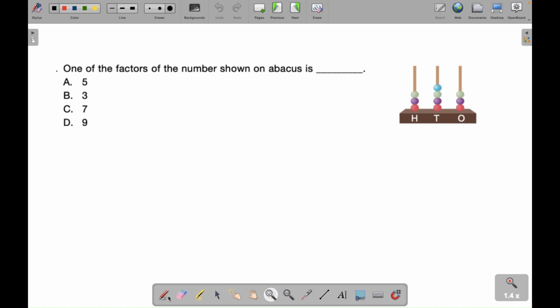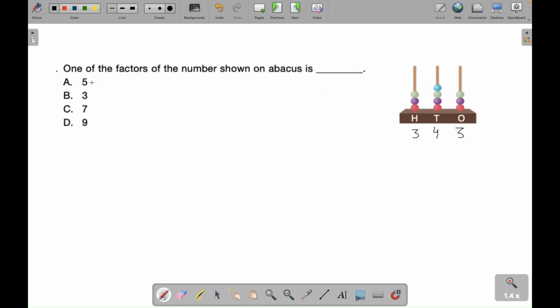So this is a question that combines the abacus that we studied previously, right? And we have to apply the divisibility rules if we want to solve this very quickly. One of the factors of the number shown on the abacus is... So this is the hundreds place. Hundreds place is 1, 2, 3. This is the tens place 1, 2, 3, 4. So this is 4. And this is 3. So 343.